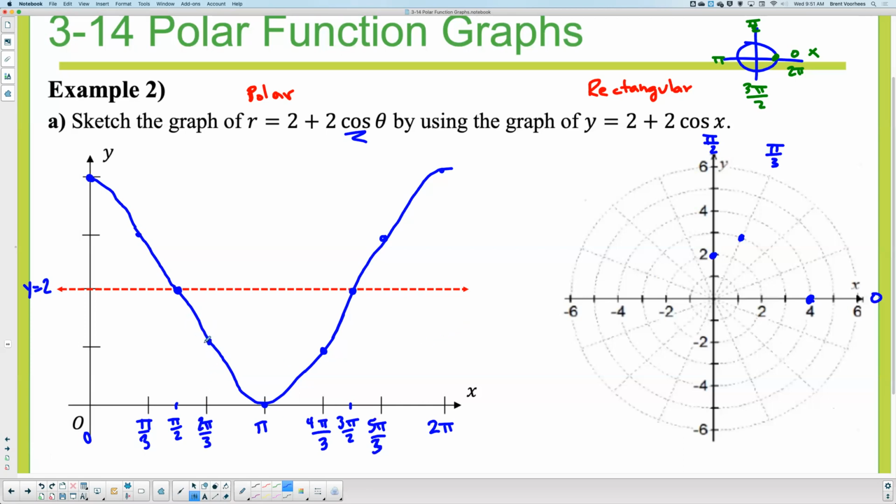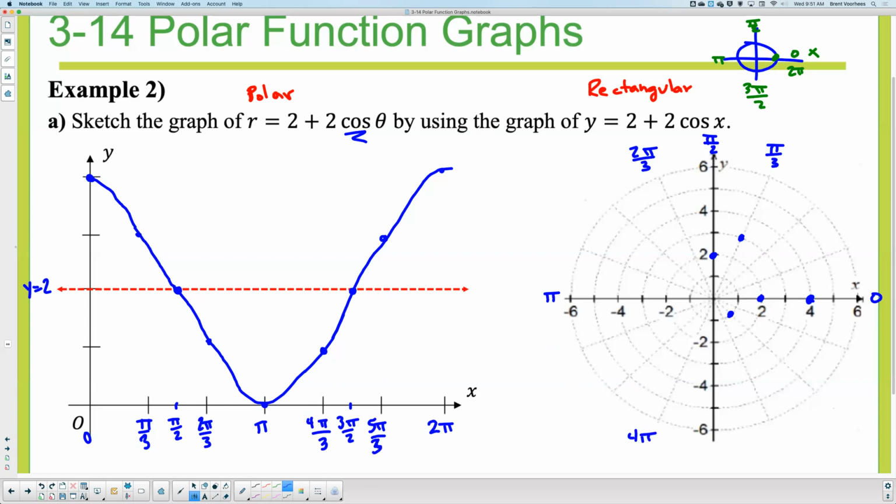At 2 pi over 3, we have -1. So here's 2 pi over 3. I want you to think through this. What do you do if you have a -1? I go 1 circle away right there. At pi, I go to -2. So here's pi. What do I do at pi? I go 2 circles away.